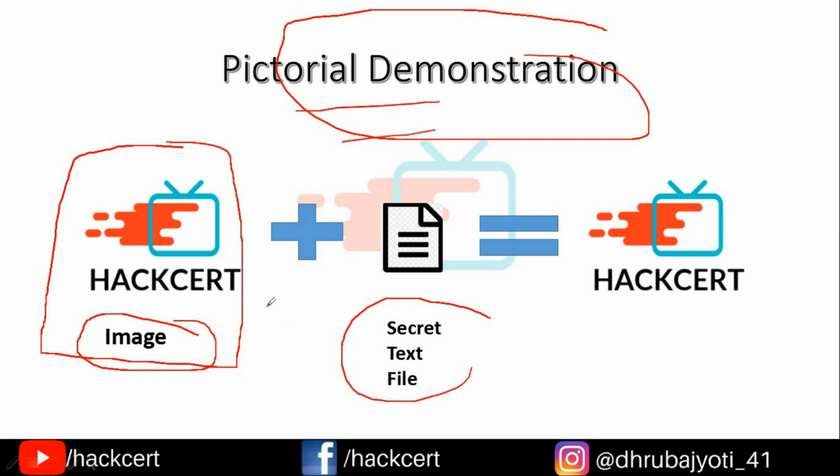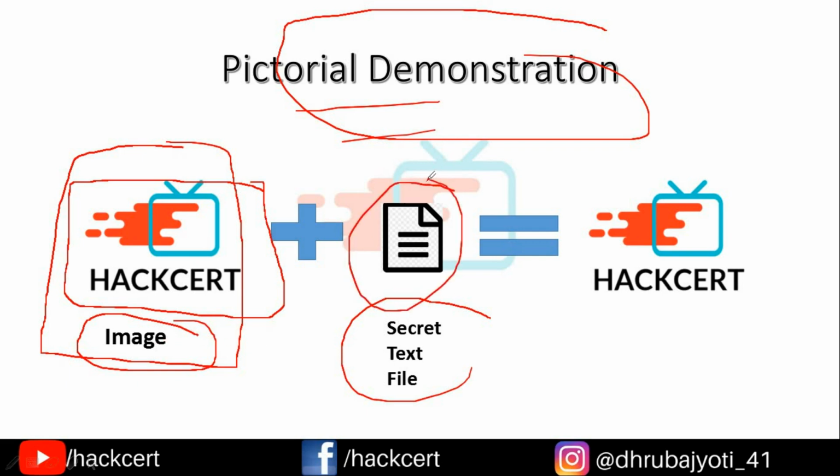So basically what happens is that you can see this is the image, which is our channel logo, and this is a text file. Maybe you have written your password in it and you want to share it with your boyfriend or girlfriend or whoever you want, and you basically send this photo via services like WhatsApp, etc.